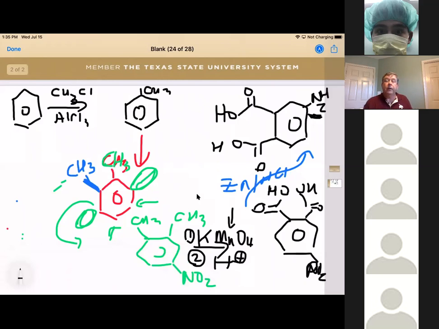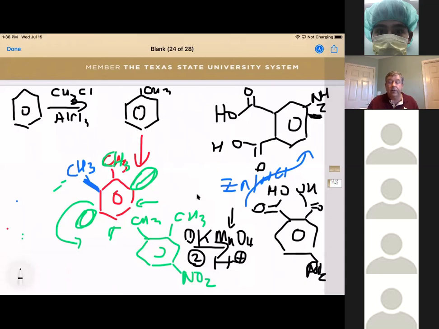Because remember, a couple chapters ago, we learned that lithium aluminum hydride will take carboxylic acids all the way down to primary alcohols, but it'll also reduce nitros. So we had to be very selective about how to reduce the nitro.